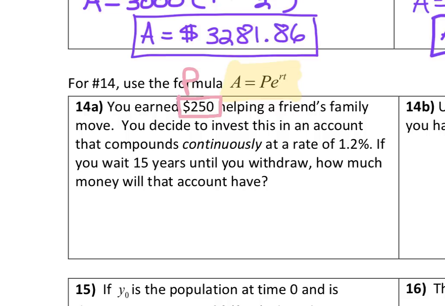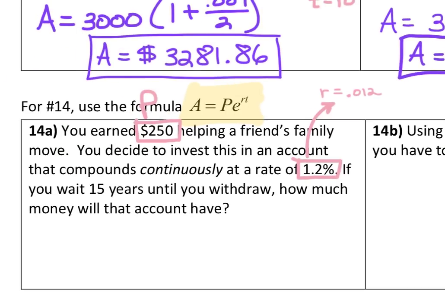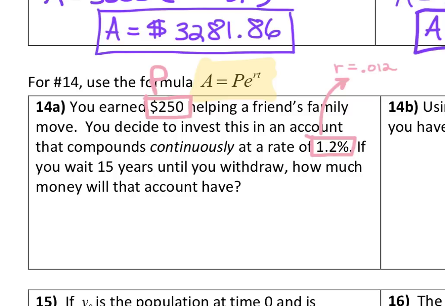So your principal is the $250 that you earned helping your family's friend move. And then you are going to use an account that has the interest compounded continuously, and the rate is 1.2%. And remember that you have to move the decimal point over. So here your R equals 0.012. And the time that you're going to leave it in the account is for 15 years. So your T is equal to 15 years.